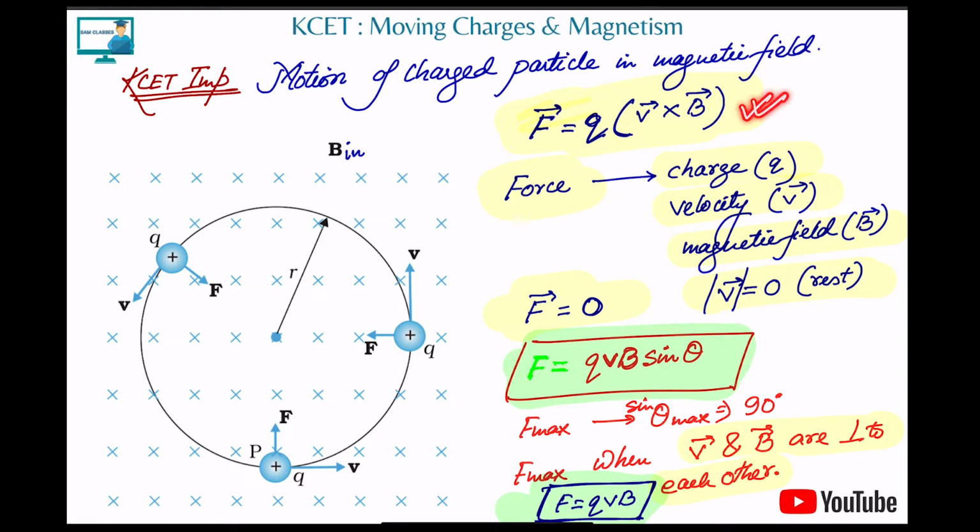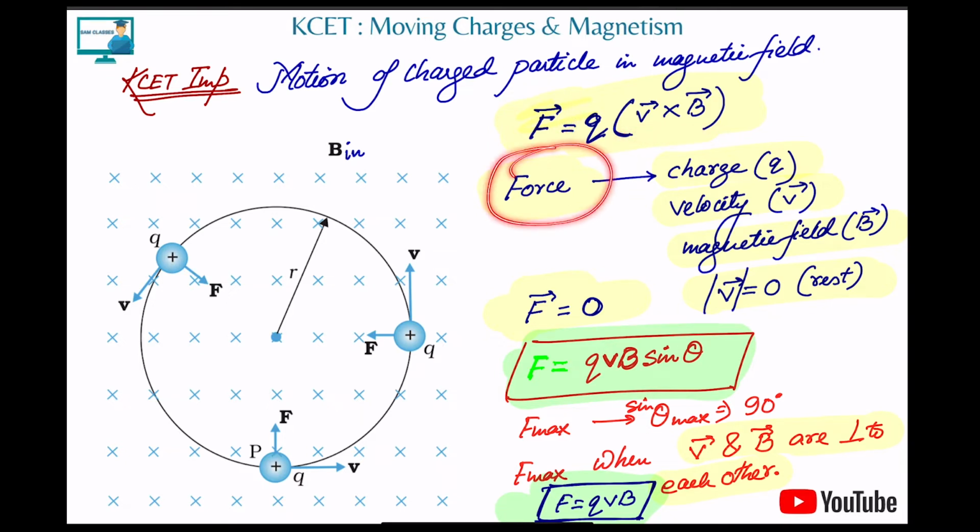Very important: the force on a charged particle in a magnetic field is given by F equals q multiplied with the cross product of velocity and magnetic field. Let's say I have a vector C which is the cross product of two vectors A and B. What does it mean? C is perpendicular to both A and B. We have done in vector algebra that the cross product of two vectors gives a third vector perpendicular to the first two. So here the force is perpendicular to both velocity and magnetic field.